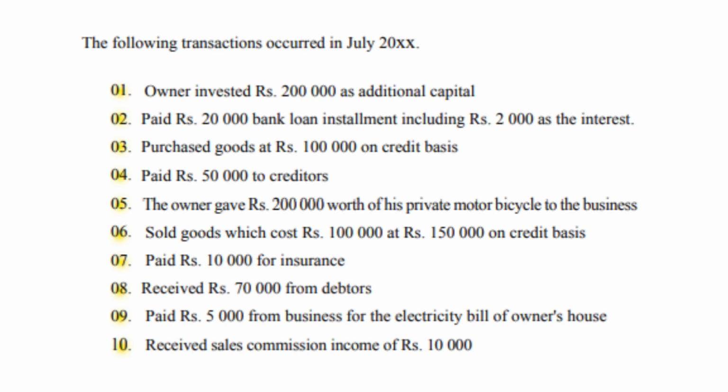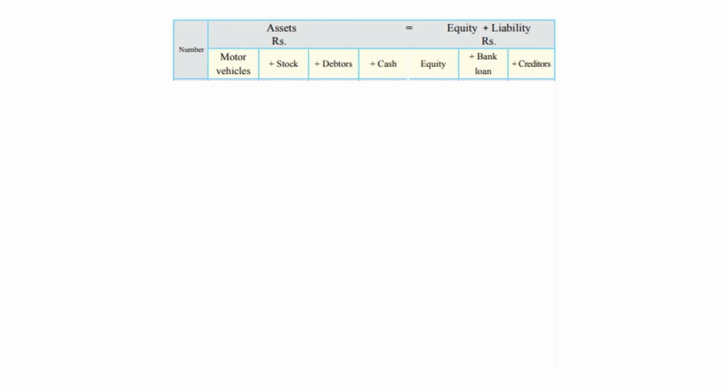So from what we have discussed up to now in this video, you all know how to show how the above transactions affect the accounting equation. The first step we have to do is identify the assets and liabilities given here, and then draw the table with respective columns. So we can find 4 assets in this question. They are motor vehicles, stocks, debtors, and cash. Then the liabilities are bank loan and creditors. Then we can draw the table with respective columns.